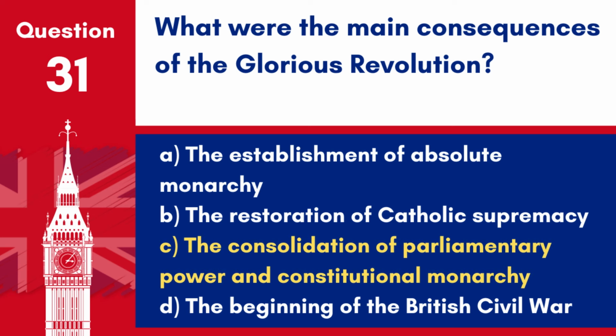Answer C. The consolidation of parliamentary power and constitutional monarchy. The Glorious Revolution of 1688 resulted in the ousting of James II and the establishment of William III and Mary II as co-rulers, significantly strengthening the power of Parliament and establishing a constitutional monarchy.